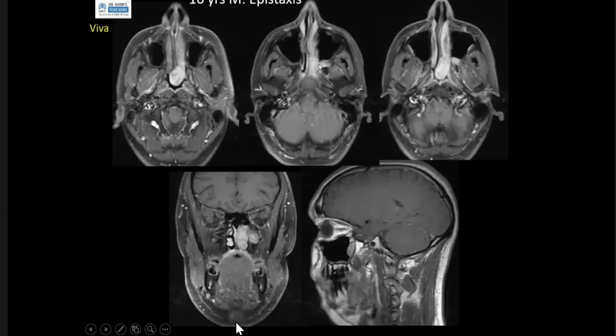Sphenopalatine foramen. And no, foramen. You see, this is the sinus. So posterior to the sinus is the pterygopalatine fossa. This is the fossa. Now, the connection between this nasal cavity and this fossa, there is a foramen here. What do you call that foramen? Sphenopalatine foramen. Excellent, sphenopalatine foramen.